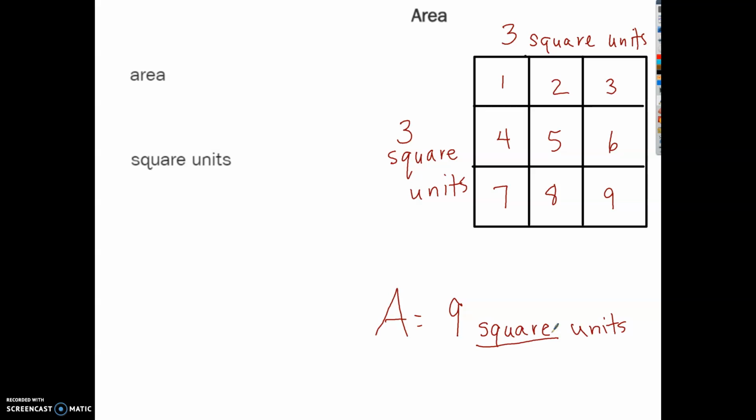I have to use the word square in my answer, in my unit, in my label. Because when I am finding out the area, I want to know about how many equal squares I would be able to fit on the inside. Okay? So this one would be 9. Oh, I spelled square wrong. Goodness sakes. 9 square units.